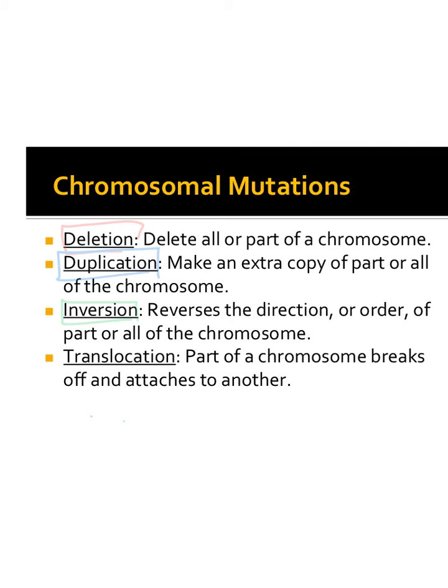Inversion. Inversion reverses the direction of parts of a chromosome. Okay, so we'll once again see that one on the next slide. And finally, translocation. Part of a chromosome actually breaks off and attaches to another. So one chromosome will be significantly reduced in size and another will be extended or enlarged. So let's move on and take a look.